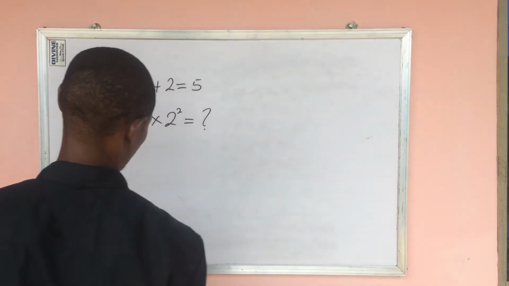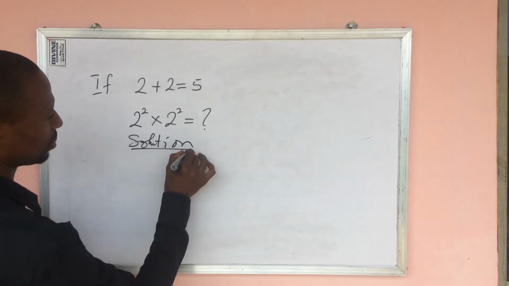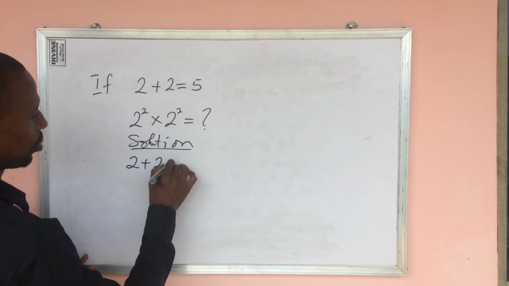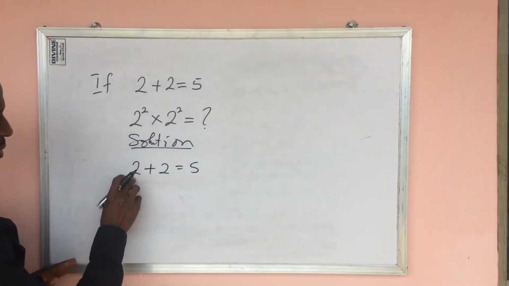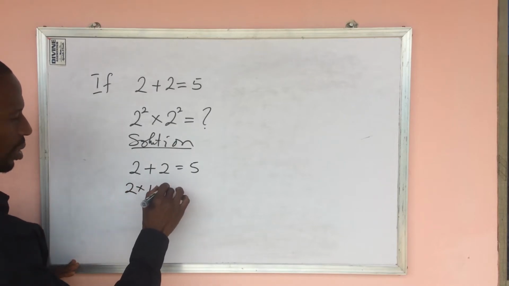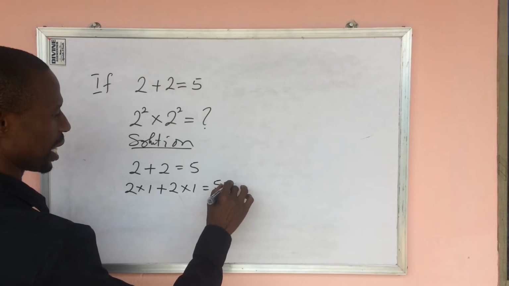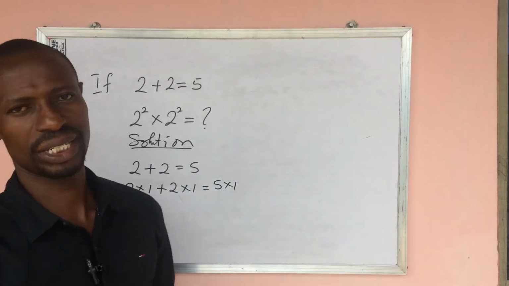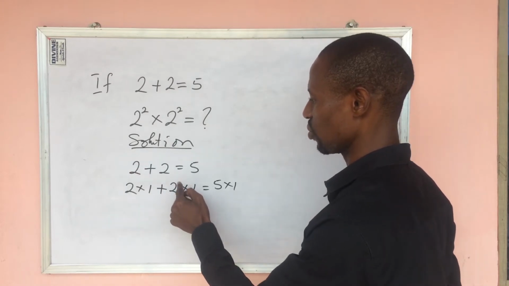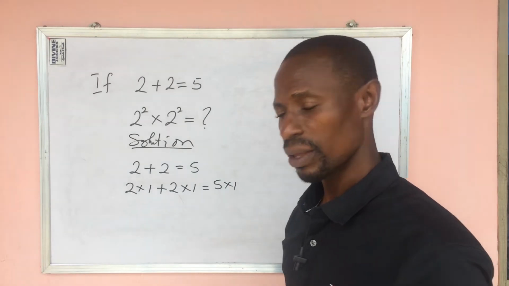So we take our solution. We have here, 2 plus 2 equal to 5. If I rewrite this, it is the same thing as 2 times 1 plus 2 times 1 equal to 5 times 1. It has not really changed the system, because 1 times 2 will still give us 2, 1 times 2 will still give us 2, and 5 times 1 will still give us 5.